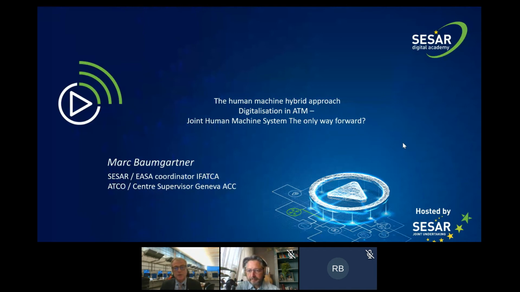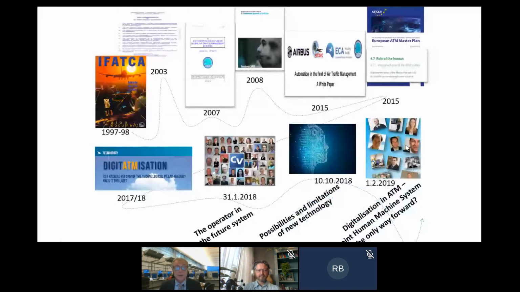Conceptually, I'll present something we have started to create at IFATCA, a concept called Joint Human-Machine System for the ATM, and we call it the only way forward. In IFATCA, in 97, 98, we started to look towards the 21st century. We presented in 2007 a global statement on how we see the future of air traffic management at the global level. We have worked together with Airbus, with the pilots, on automation issues in air traffic management. We have also co-written the role of the human as a chapter in the European ATM masterplan.